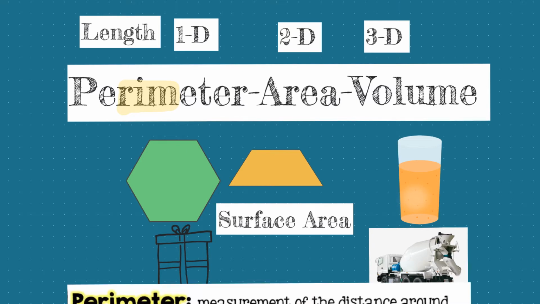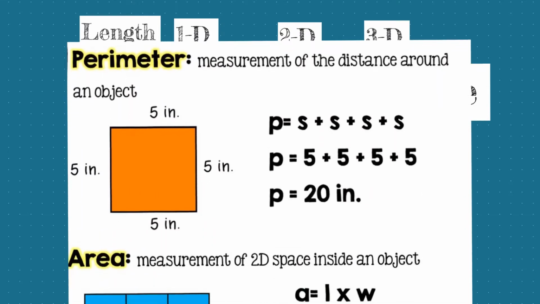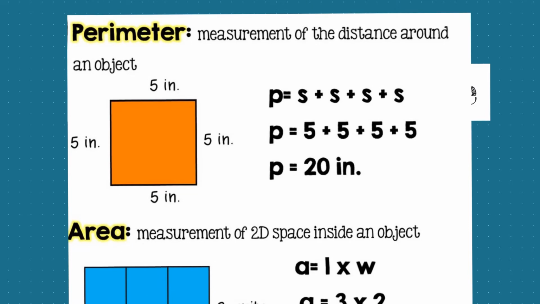It's also really important to be aware of your units when you're calculating these measurements. So perimeter, it's a one-dimensional measurement, so it's going to be in a length. So you might think inches or centimeters or feet. So if I have this square right here, I'm just going to be adding the sides together and my final answer will be 20 inches.